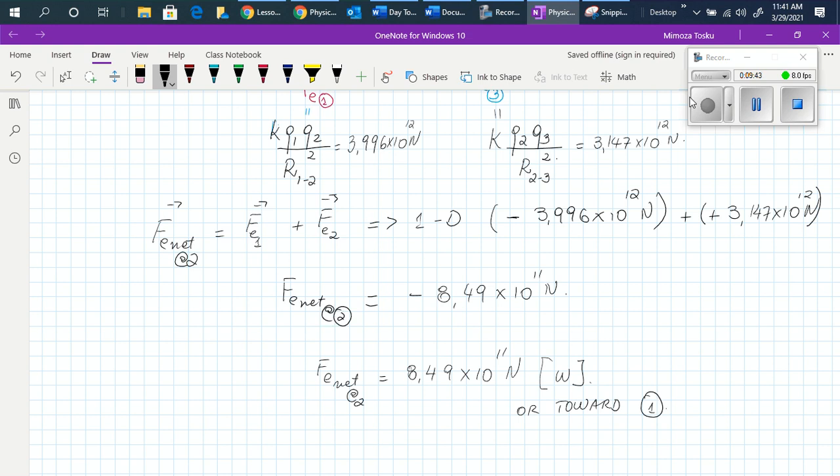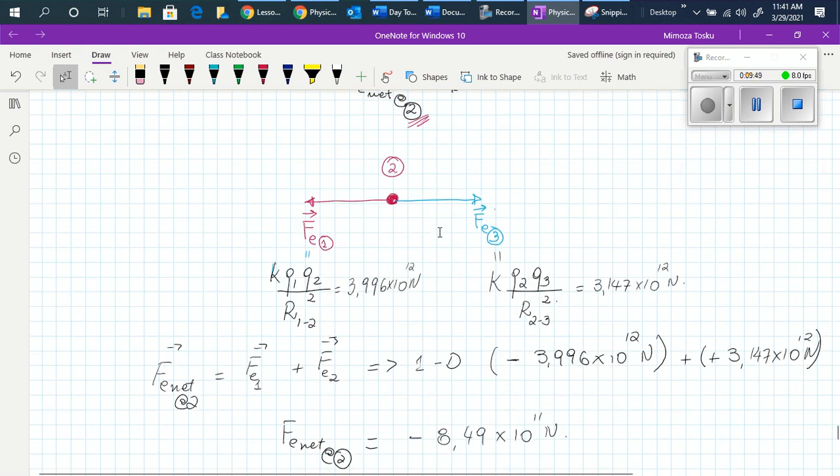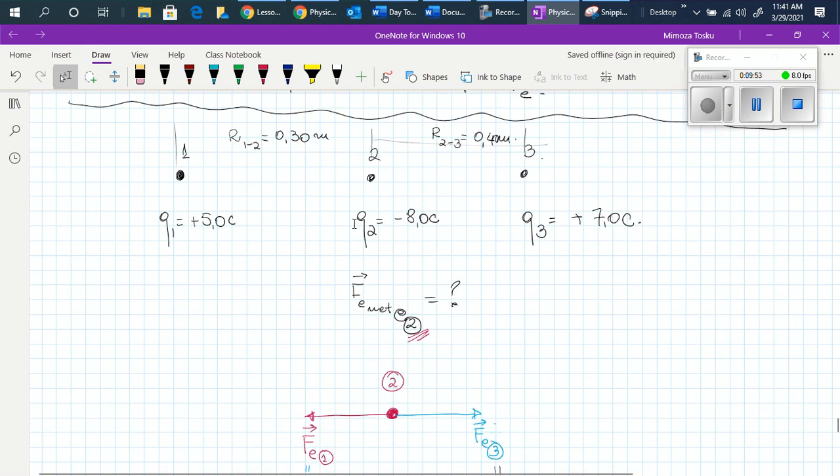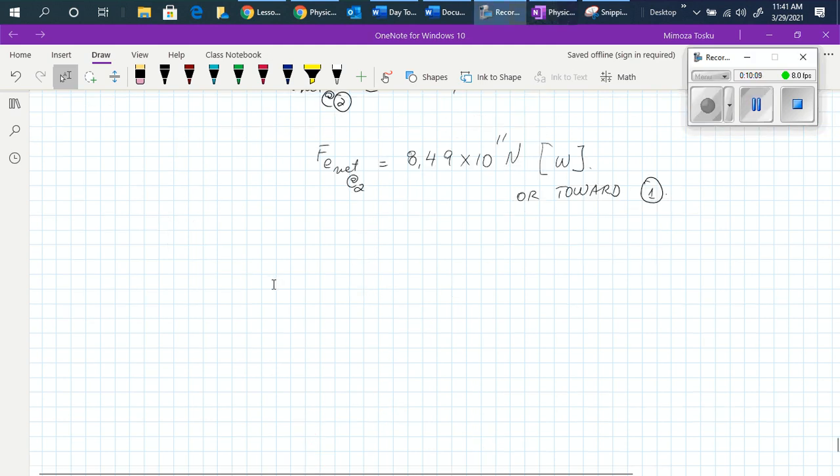As homework for you, you will be to find the electrostatic force net at 1 and the electrostatic force net at 3. Keep in mind when you are calculating it, the distance between 1 and 3 will be 0.3 plus 0.4 meters. Okay, this is the homework for you.